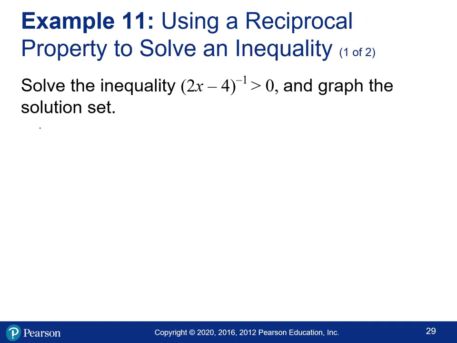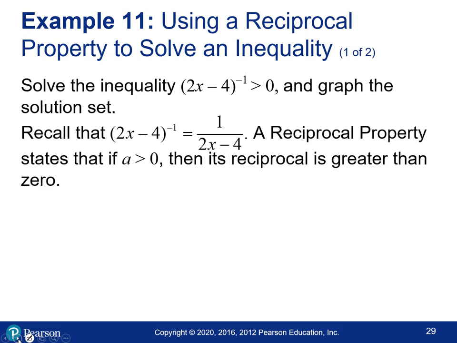Alright, just a few more examples. This one is a little interesting. We're going to solve this inequality: (2x - 4) to the negative 1 power is greater than 0. But a negative exponent lets us know that the quantity in the parentheses needs to move. In this case, it is technically in a numerator. There's an invisible fraction bar with a 1 there, and that whole quantity needs to move to the denominator.